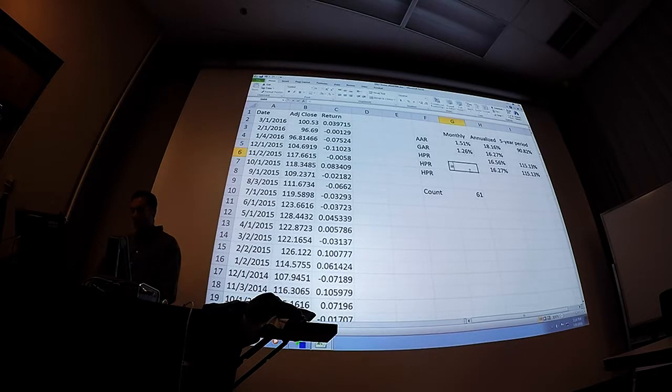And then to get this one here, again, we can use the rate function. The number of periods here is going to be 61 periods, no payment.